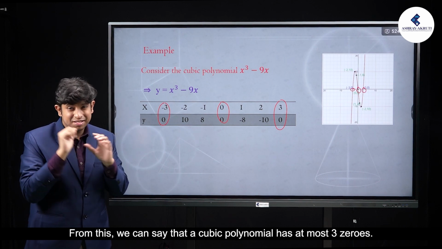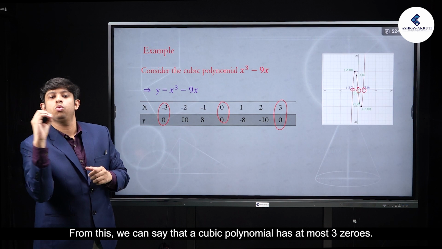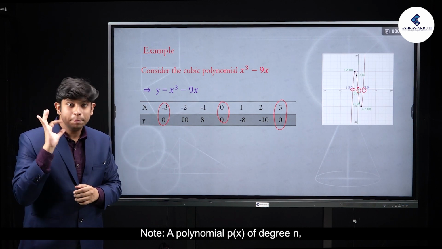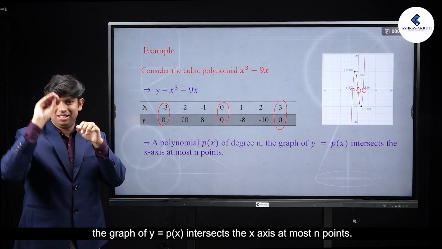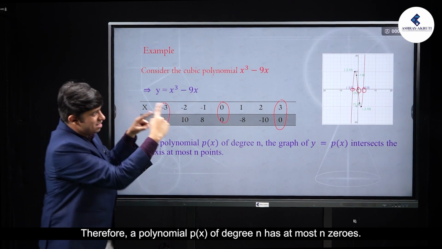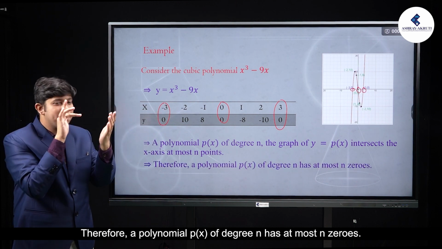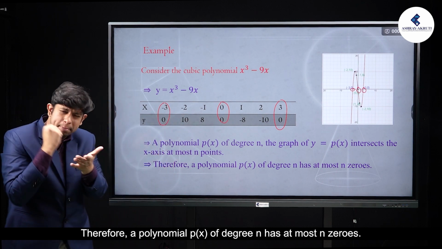From this, we can say that a cubic polynomial has at most 3 zeros. Note, for a polynomial p of x of degree n, the graph of y equal to p of x intersects the x axis at most n points. Therefore, a polynomial p of x of degree n has at most n zeros.